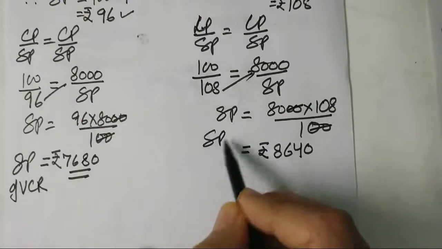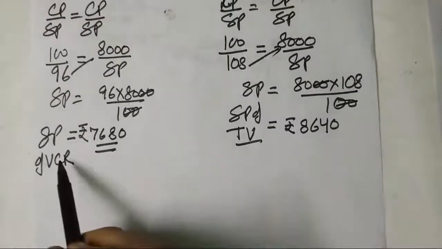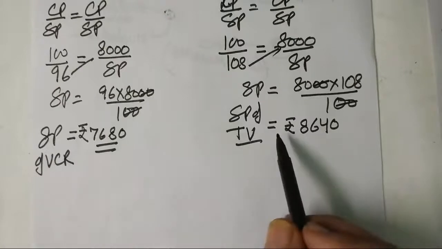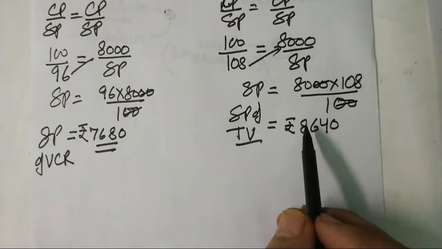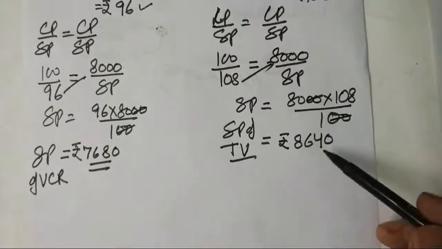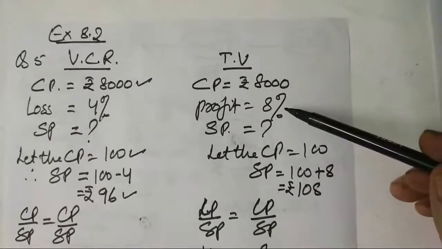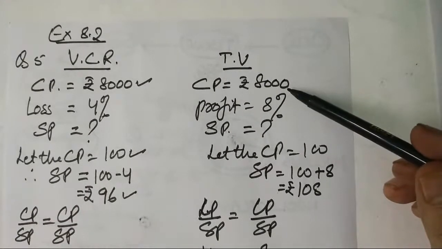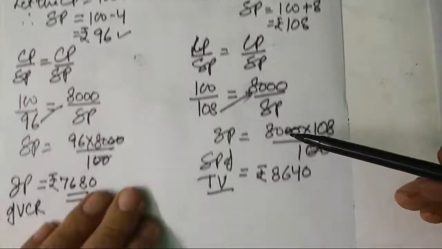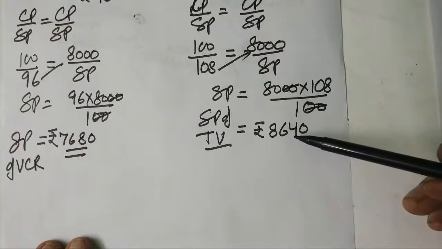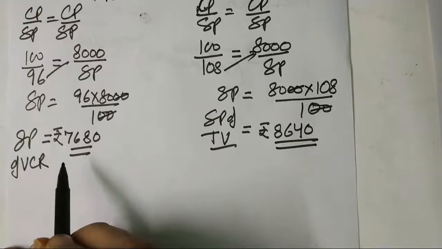This is the selling price of the television, and this is the selling price of the VCR. Both have different selling prices. Why is this selling price coming more? Because in this case we have seen that there was a profit. He bought it for 8000 and sold it at a profit, and therefore his selling price is coming more, and here his selling price is coming less.